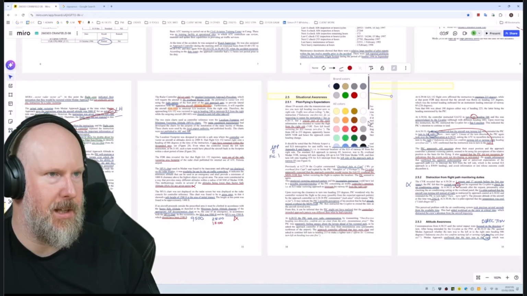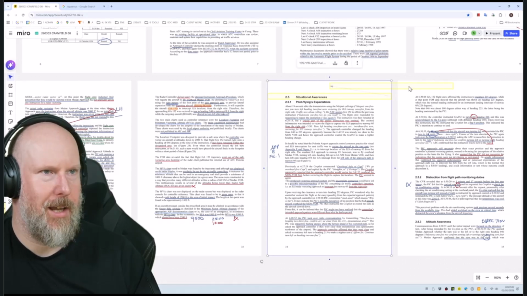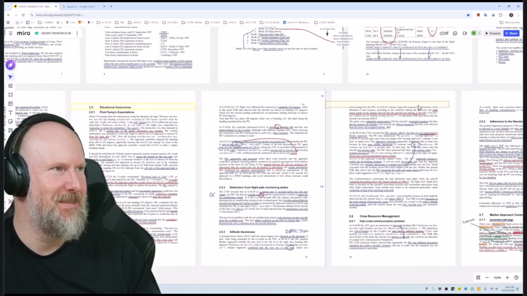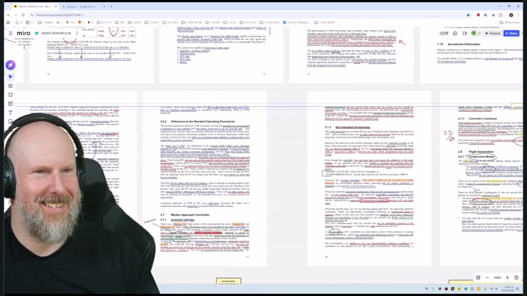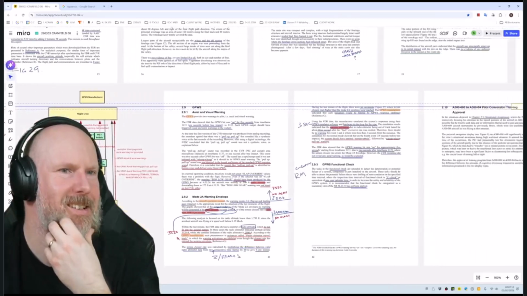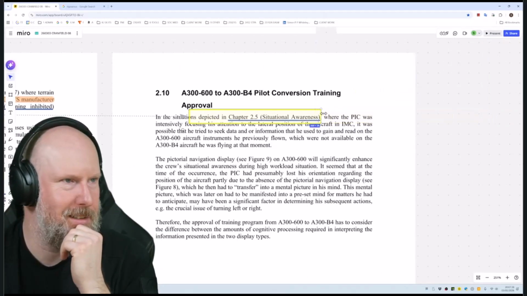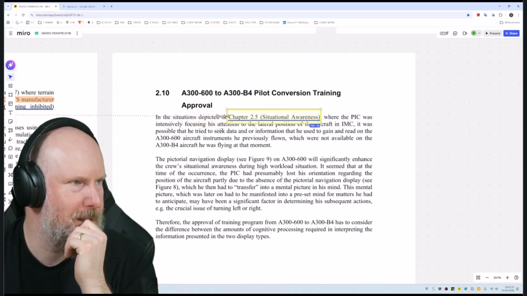I don't want it to be that. I want it to be grey. I want it to be thin. And I don't like that arrowhead. Personal preference. Right, there we go. Chapter 2.5, Situational Awareness. Let's just mark that up.